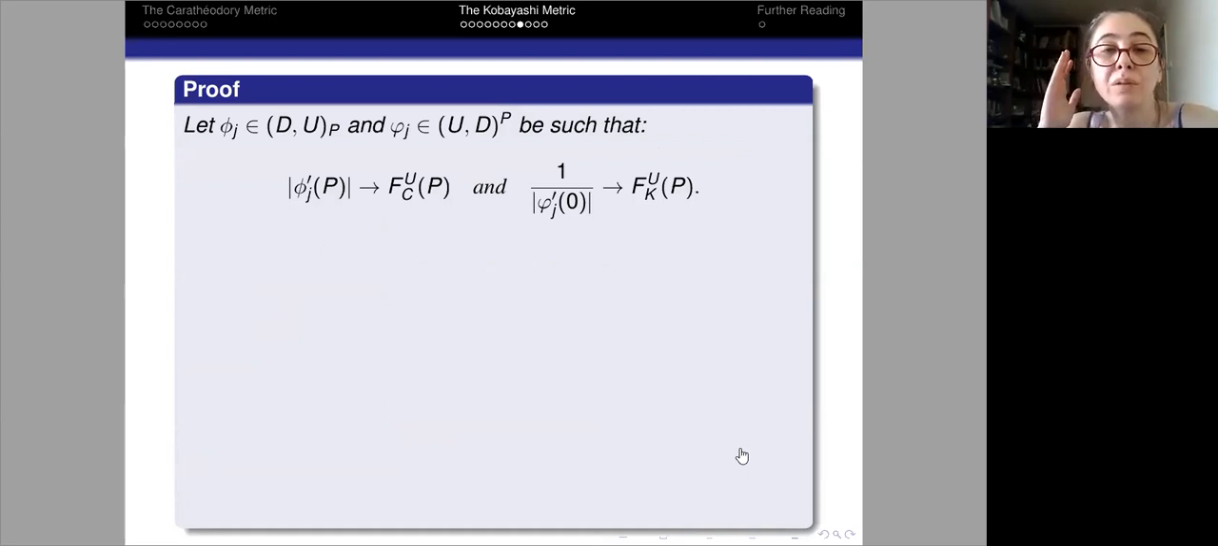So say phi_j is in the family D U sub P, and psi_j is in the family U D to the power P, and we take those functions such that the derivative of phi_j goes to the value of the Carathéodory metric at the point P, and 1 over the magnitude of the derivative of psi_j at the point 0 goes to the value of the Kobayashi metric at the point P.